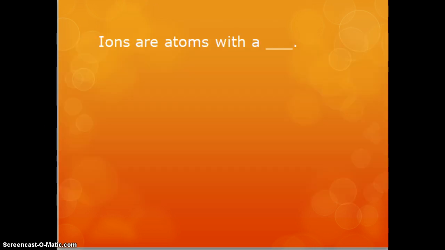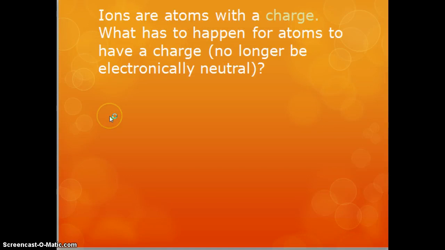All right, so let's get to the key vocab word here in the title. It says ions. Ions are atoms with a charge. What has to happen for atoms to have a charge? In other words, they are no longer electronically neutral. They now have a charge. They are either positive or negative. How does that happen?